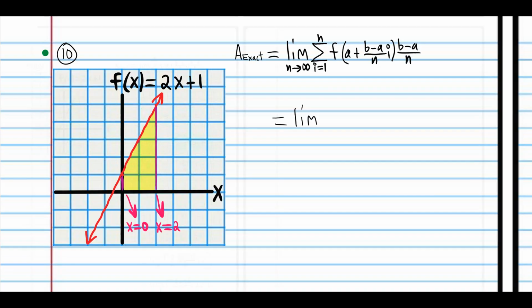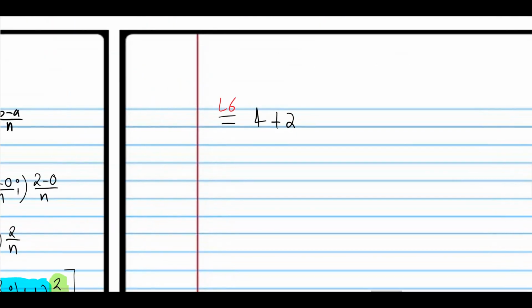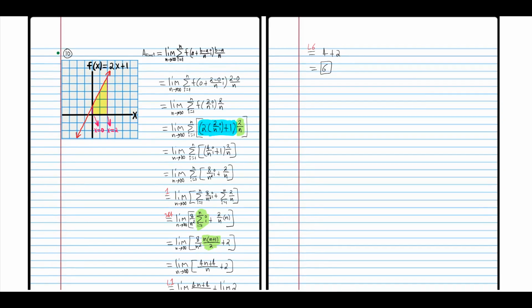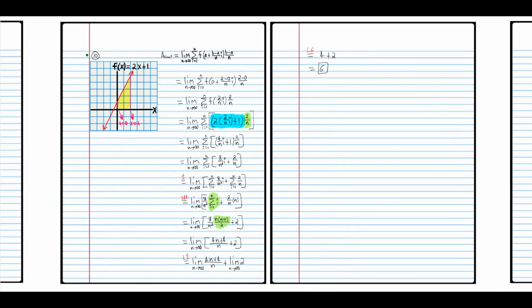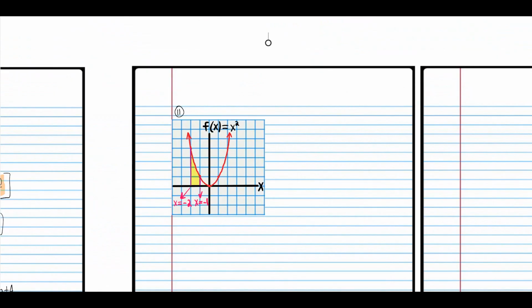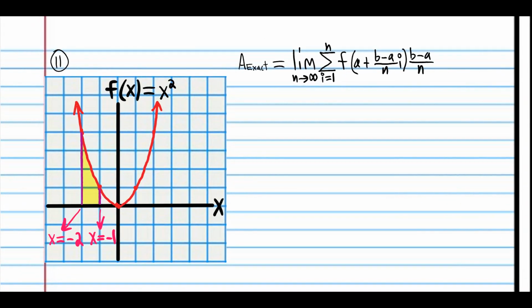Okay, we're back. So the answer is 6. That's the exact area. So if you got that right, excellent. You can take a picture of this if you'd like to. And I want you to try number 11. So go and attempt number 11. And when you come back, we'll do it together.